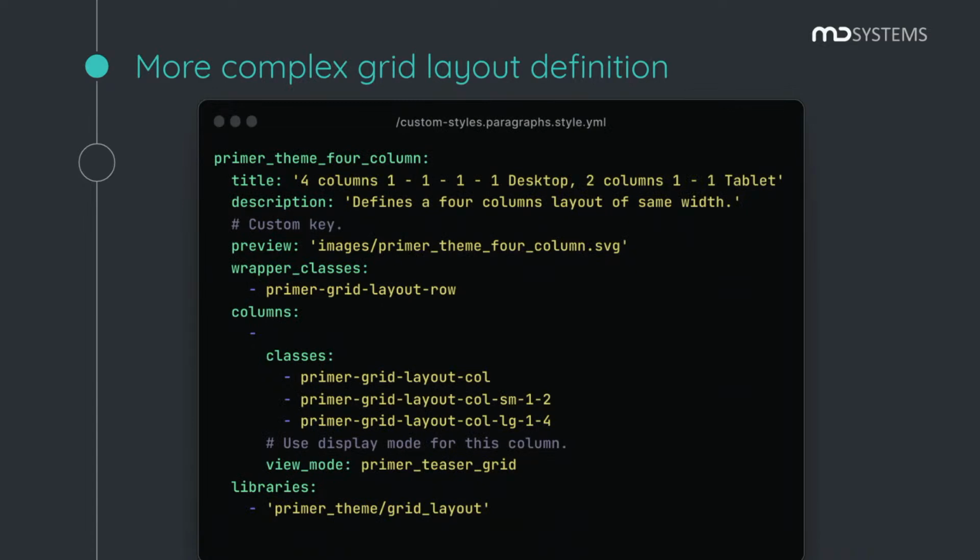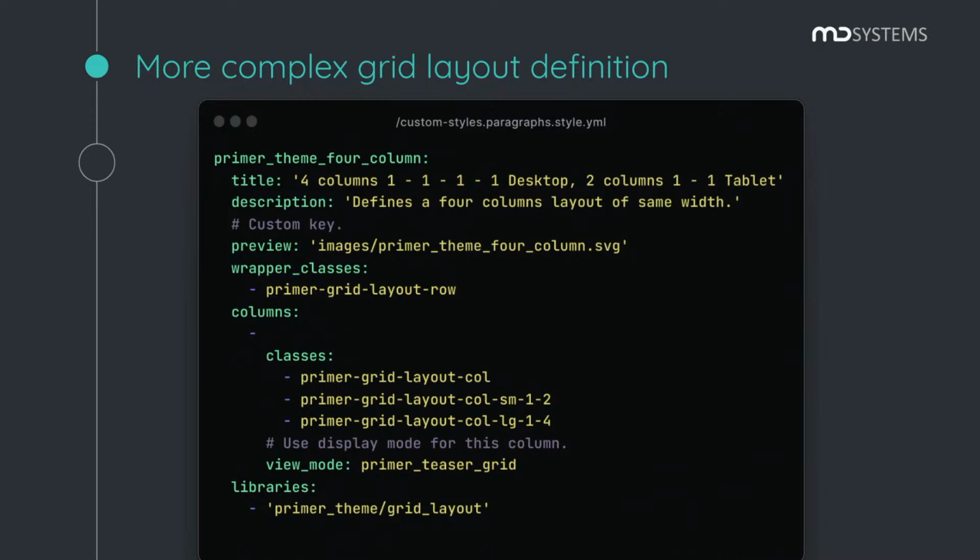Now, a bit more complex layout definition. What is nice about the behaviors for the layout and styles is that you're not bound only to these standard keys. We are providing some functionality for it, like title, description, wrapper class, columns, and other stuff. So you can add custom keys, which can do whatever you need to do. In this case, we have a custom key preview, which says, use some image for this layout, and we are using that in the editor UI to quickly show the editor how this layout will actually look when you apply it to this container.